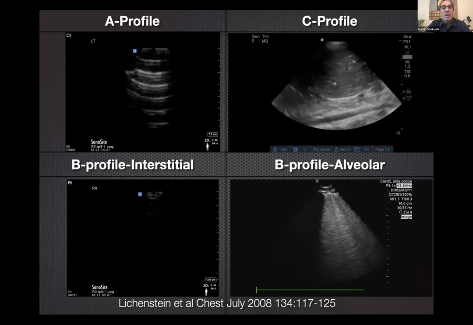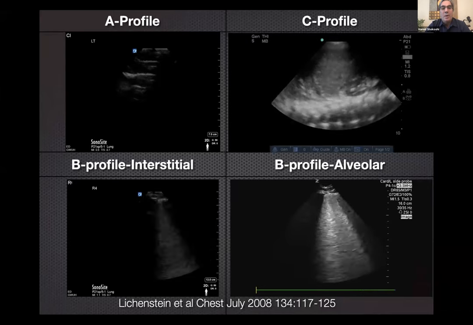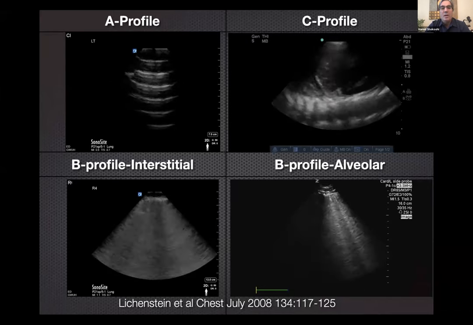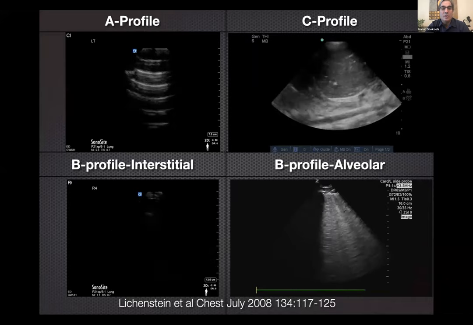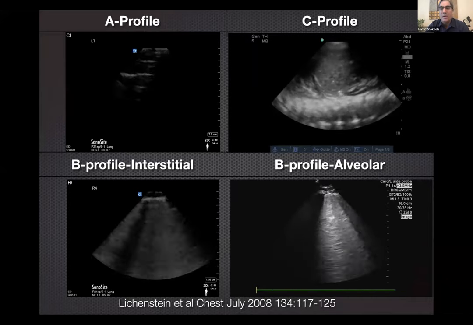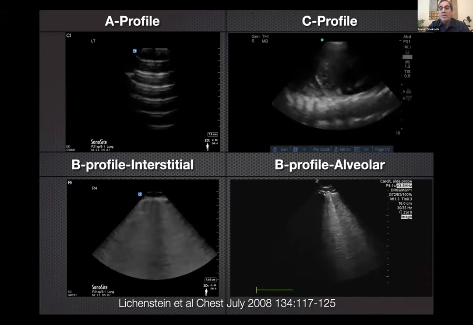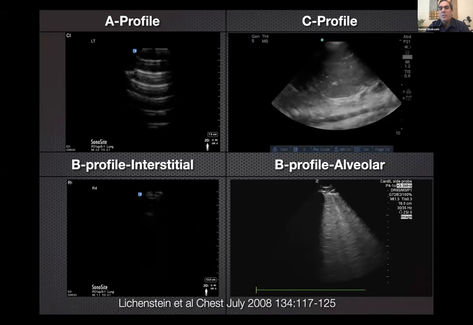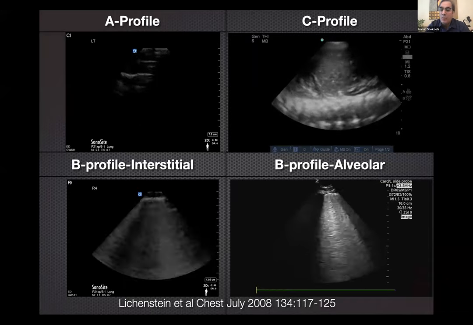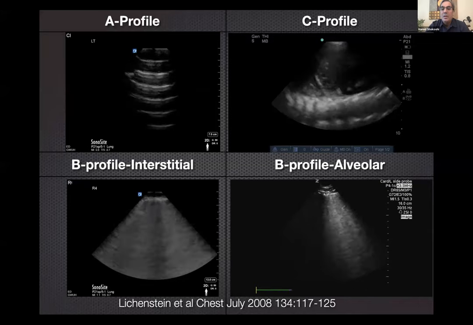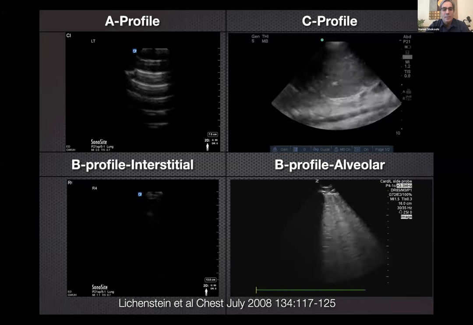You see to the left upper corner the A profile, this is all A line. This is very unlikely to have unless you are just scanning the anterior part of the chest. You're looking at the right side, hepatization. This is what I'm talking about, only hepatization, nothing else. That's very unlikely, that's a lobar pneumonia.